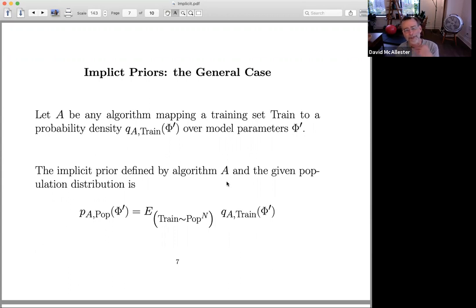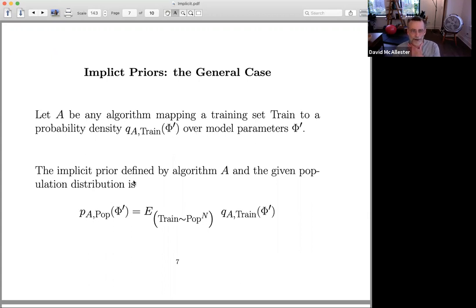So I'm going to just write the guarantee in the general case. I'm going to let A, just a generic A, be any algorithm that maps a training set, train, to a probability density. I'm going to write this probability density as Q sub algorithm and train, and it's a density on this parameter vector. I'm writing a prime there because in the previous model, we did a deterministic phi and then we added noise to get a phi prime. So it's the phi prime that has a continuous density. So the algorithm A and the training set is going to give us a density on phi prime.